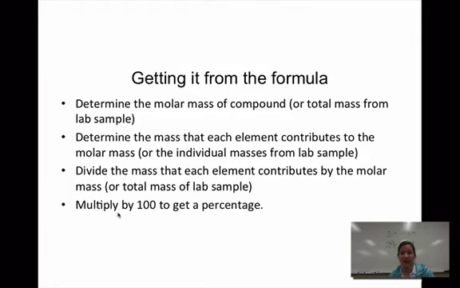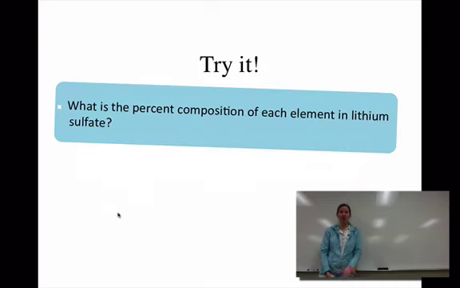Just like last time, we got the total mass of the lab sample. And then you're just going to divide the mass of each element that contributes to the total by that total. Okay, just like we did for the silver and the sulfur. Then, as usual for a percent, multiply by 100 to get your final percentage answer. So let's try it. The question here, what is the percent composition of each element in lithium sulfate?